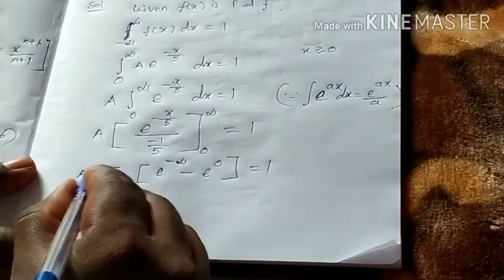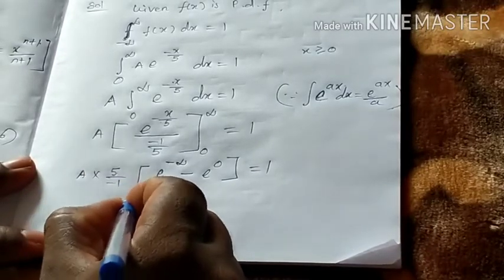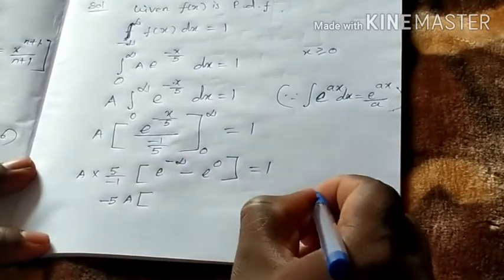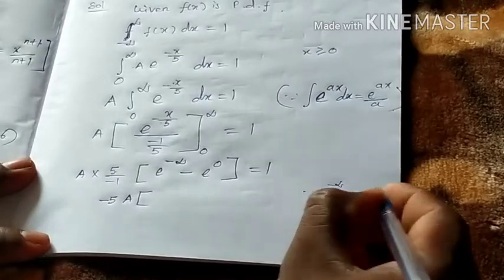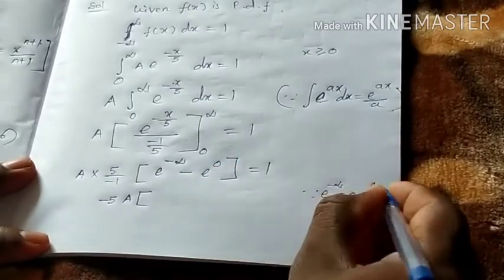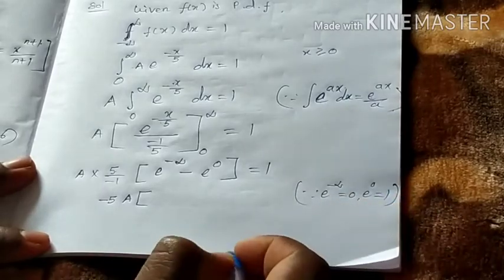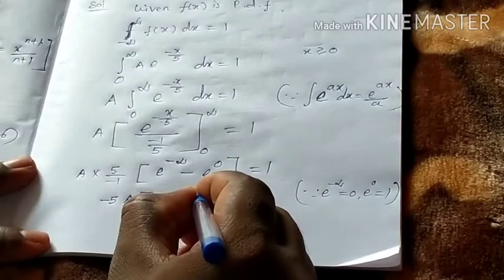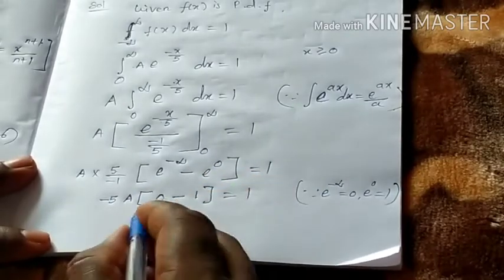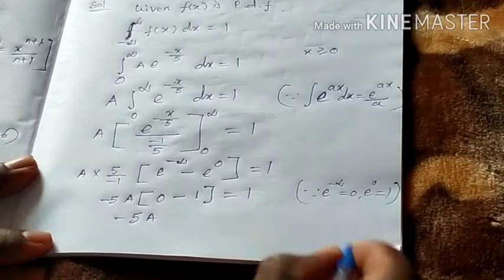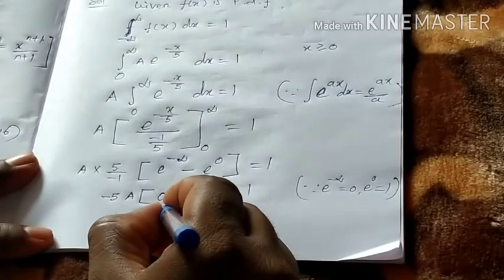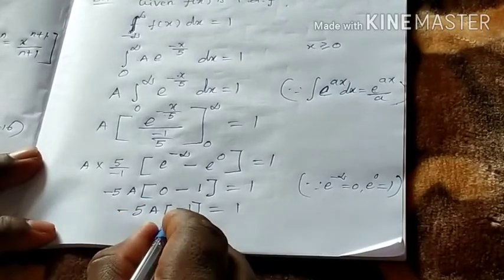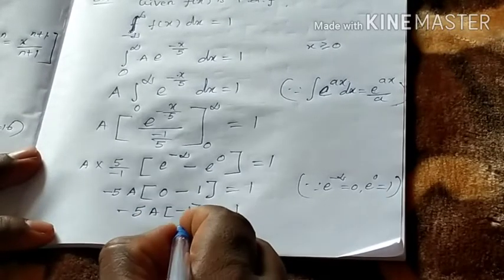So a into 5, that is 5a, and also minus. Note that e power minus infinity is 0 and e power 0 is 1. So e power minus infinity, which is 0, minus e power 0, which is 1, equals 1. Then minus 5a into (0 minus 1), which is minus 1, equal to 1. Multiplying the values, minus into minus is plus, 5a into 1 is 5a.